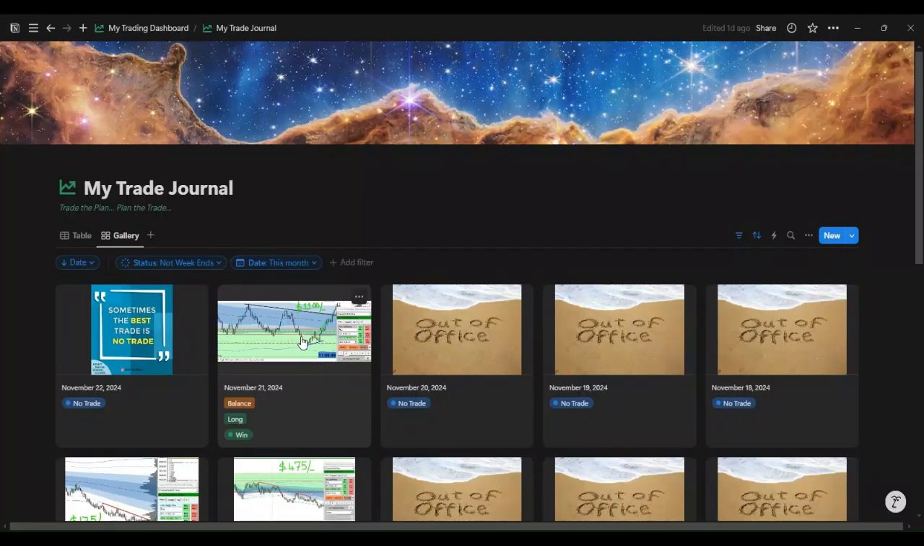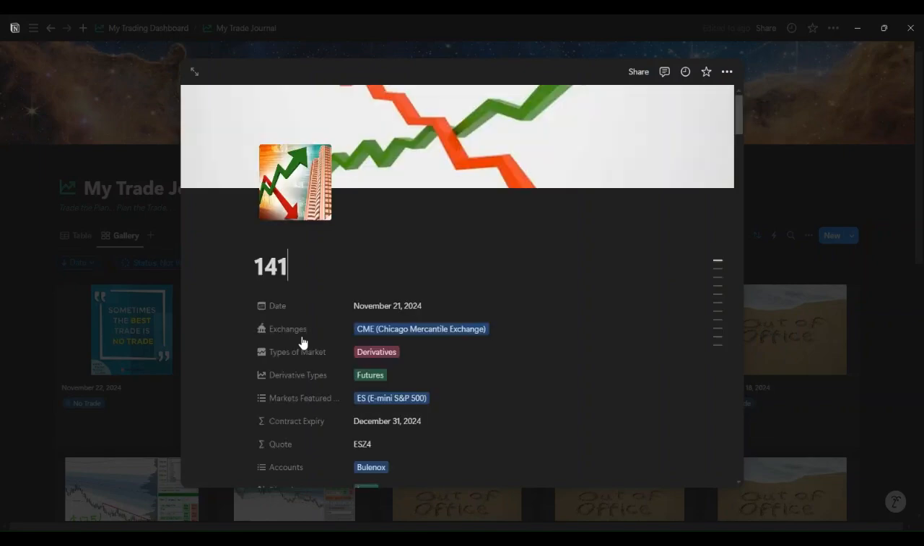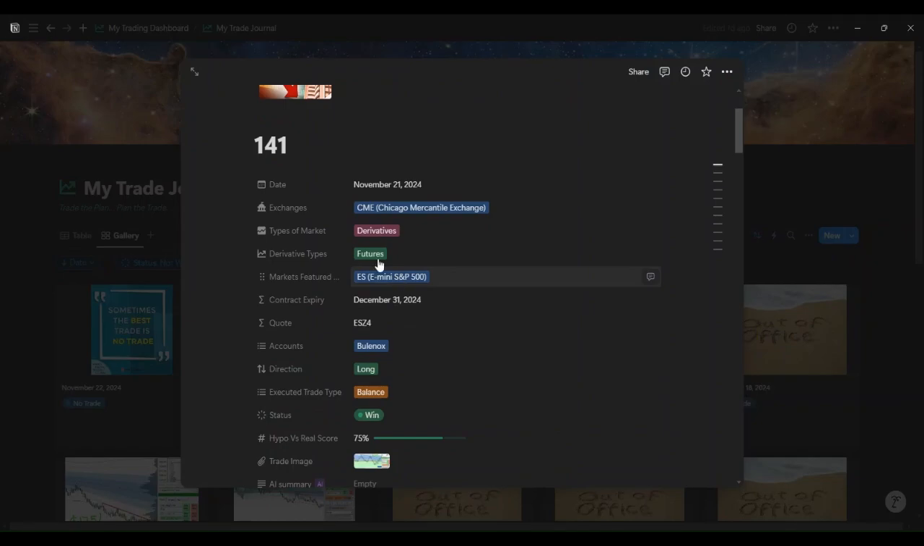We will directly jump into that particular day, which is the 21st of November trade. Normally, I trade on the E-Mini S&P 500 futures market, December expiry. The exchange is CME.